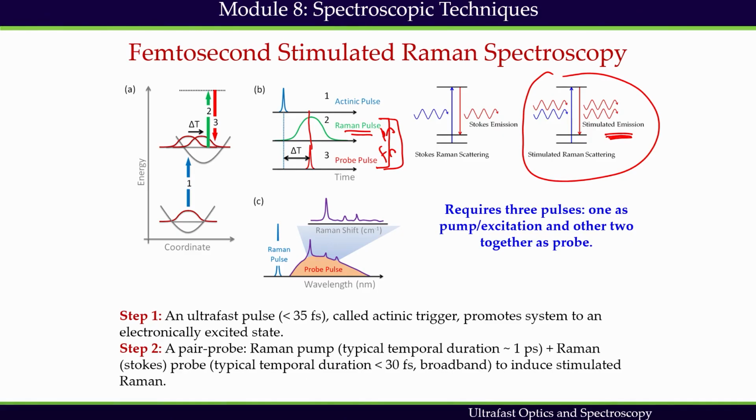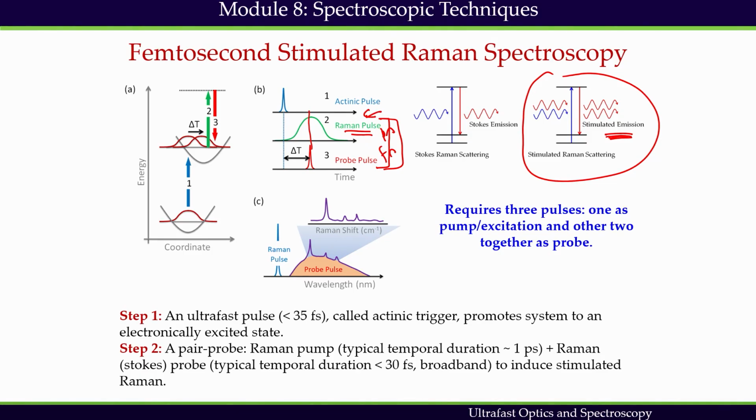Raman probe signal is detected using a spectrometer and it is not time resolved. This is why femtosecond stimulated Raman spectroscopy provides resolution which is independent of time bandwidth product of the femtosecond pulses. It depends only on the bandwidth of the Raman pump and the resolution of the spectrometer.